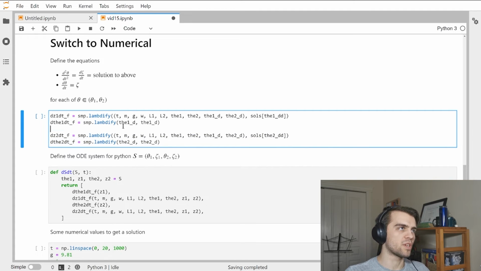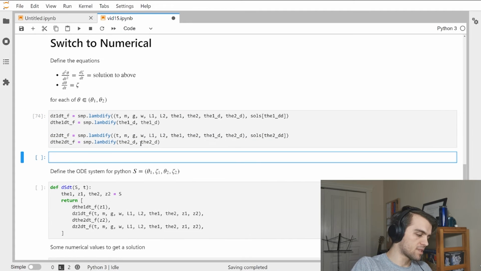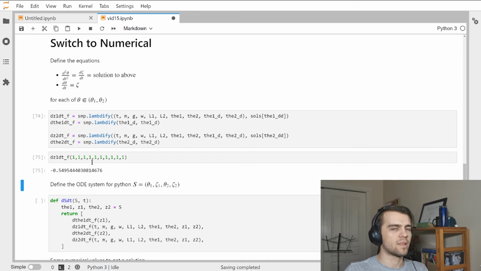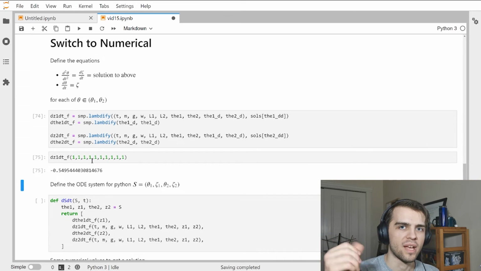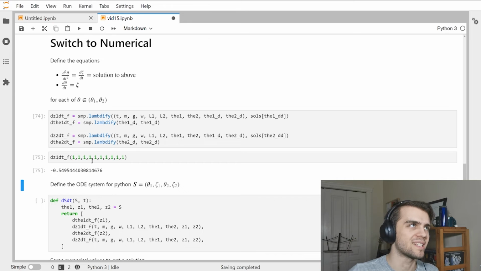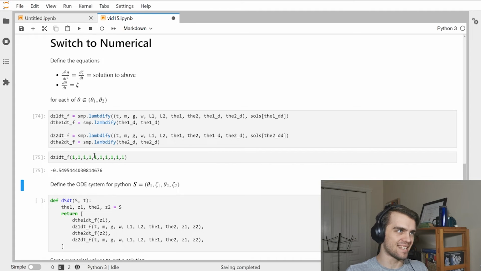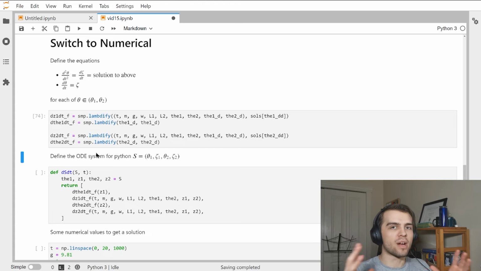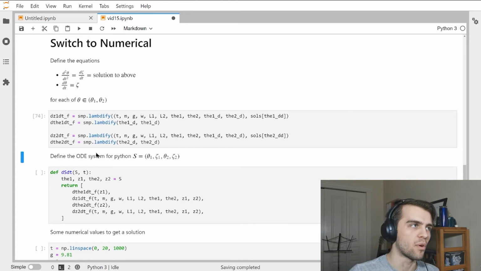So I do this for each variable, and of course I can say, well, what's d zeta 1 dt? I'll just give it a bunch of numbers here. 1, 2, 3, 4, 5, 6, 7, 8, 9, 10. And it will return a number. Right? That's all it is. It's a numerical function. It says, give me a bunch of numbers and I'll tell you what d zeta dt is. And so because I have these numerical functions now, I can solve the system of ODEs.